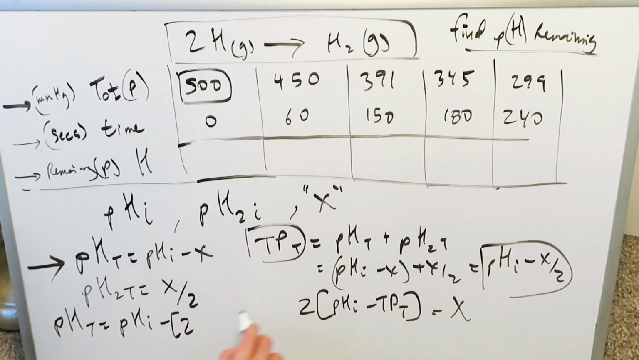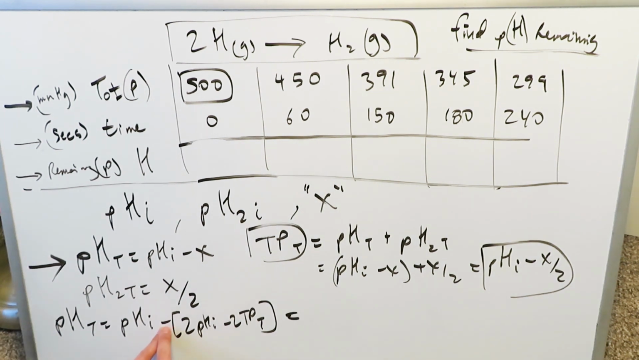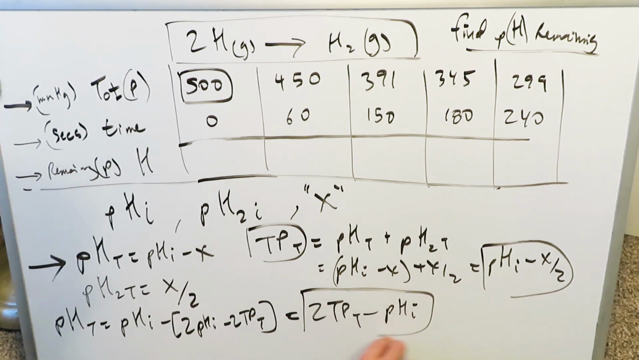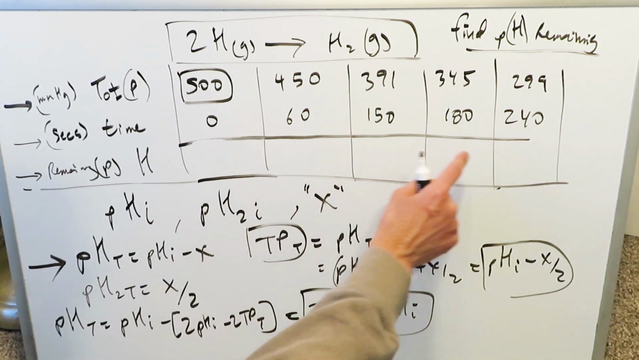I'll open it up: P_H,I minus 2 times the total pressure at a given period of time. But you can simplify this. We'll clean it out and solve it. Minus times minus is a positive. We'll have 2 times the total pressure at a given time of your system, P_H,I minus 2 P_H,I will be minus P_H,I.